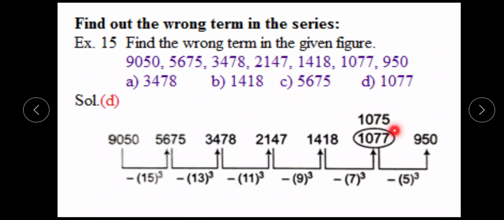It means 1077 is wrong. According to the gap, the cube of 7, if we subtract 343 from 1418, we will get 1075. It means 1077 is wrong. 1075 should come in the place of 1077.